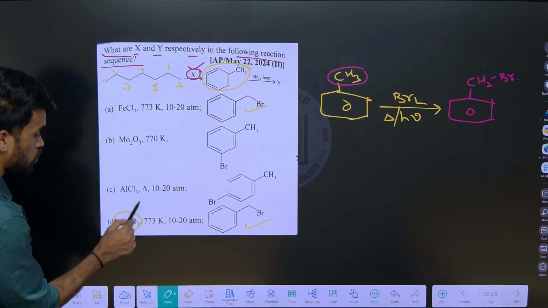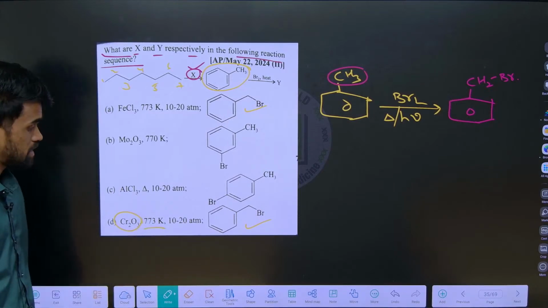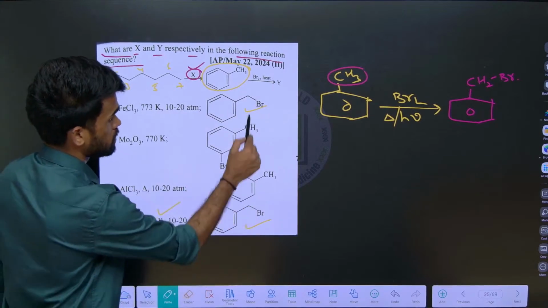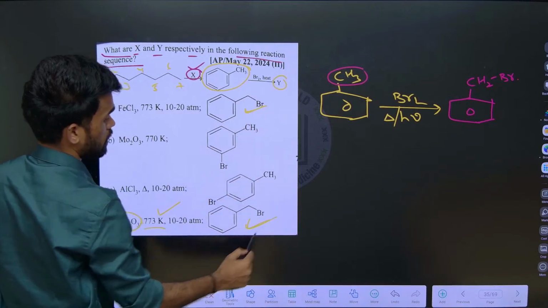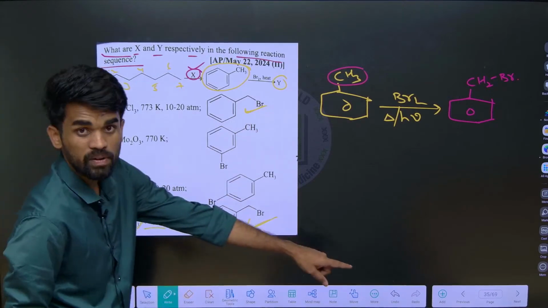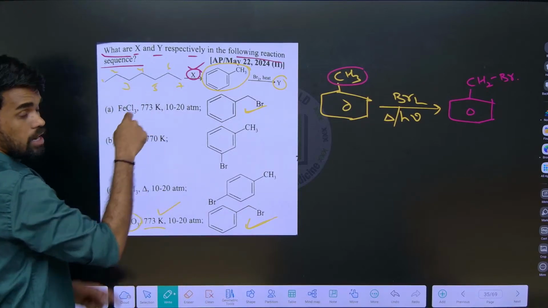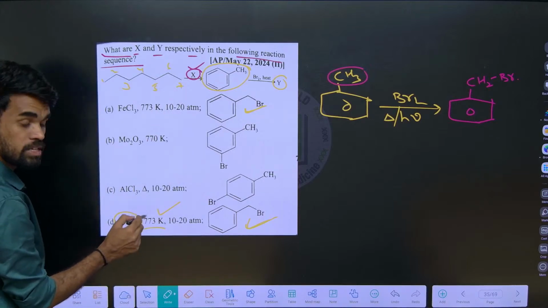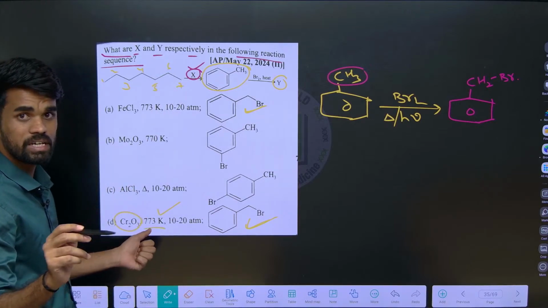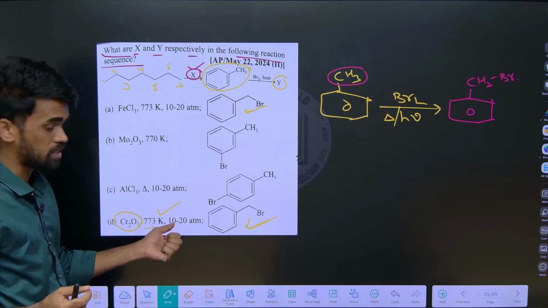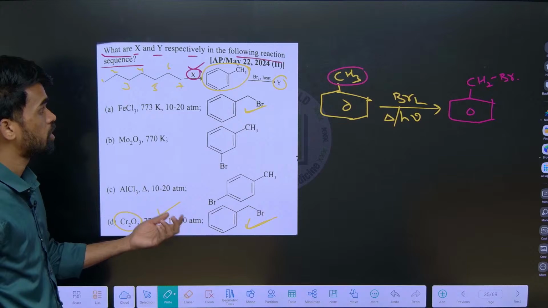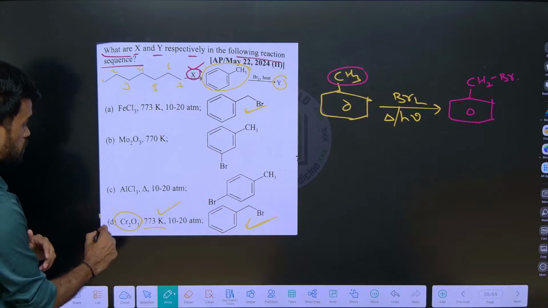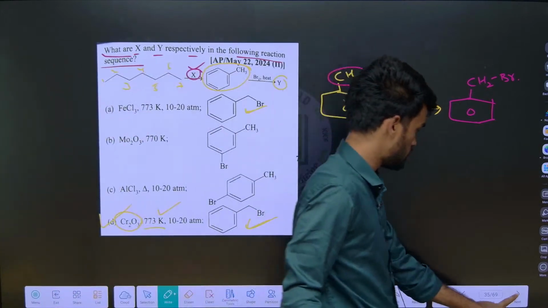Cr2O3 at 773 Kelvin. Yes, this is the most appropriate answer, because in option C the Y is there here and here. Before that, in the discussion of aromatization, I told you when an open chain is converted into an aromatic compound, Cr2O3 is used at 673 to 773 Kelvin under high pressure, like 10 to 20 atmospheres of pressure. This is the condition required here. I hope it is clear. So option D is most correct for this purpose.